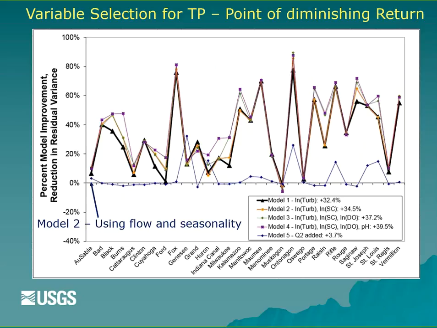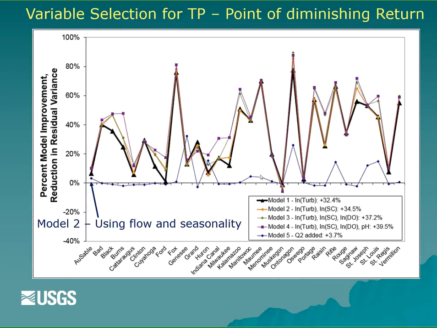So for this, the zero line going across here is the basic model, the model that just has flow and seasonality to it. That would be our base model. Then we added parameters to it one at a time and saw how each of the 30 sites reacted to adding these variables. So the first thing we added, as I said before, was log turbidity. And log turbidity is this black line that goes through here. And by adding that variable alone, it reduced the residual variance by about 32%.